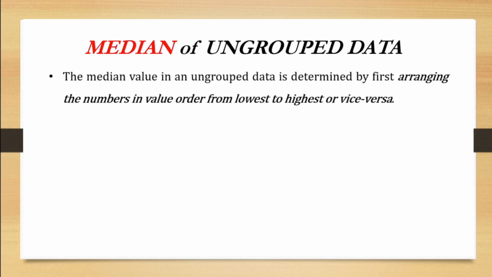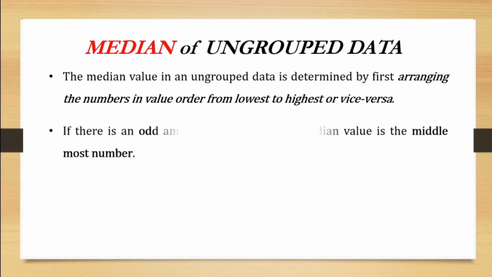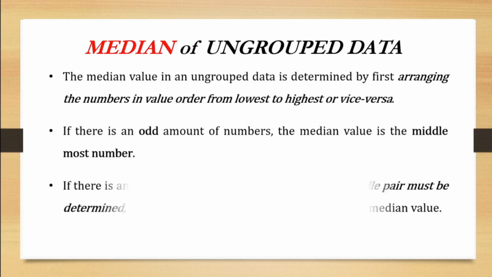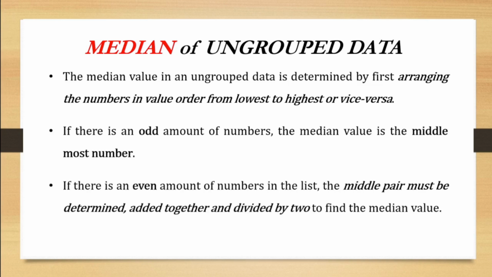How to identify the median of ungrouped data? First, the median value in ungrouped data is determined by arranging the numbers in value order from lowest to highest or vice versa. If there is an odd amount of numbers, the median value is the middlemost number. If there is an even amount of numbers in the list, the middle pair must be determined, added together, and divided by 2 to find the median value.